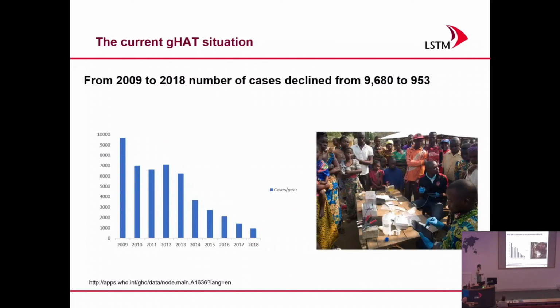And then this just shows what the gHAT situation is like at the moment from 2009 to 2018. So, there have been impressive declines in the case numbers. We had about 10,000 back in 2009, and now in 2018, the number of cases reported was 953, which means in 2017 we got to less than 2,000 cases, so achieving that elimination goal that WHO set of less than 2,000 cases by 2020.